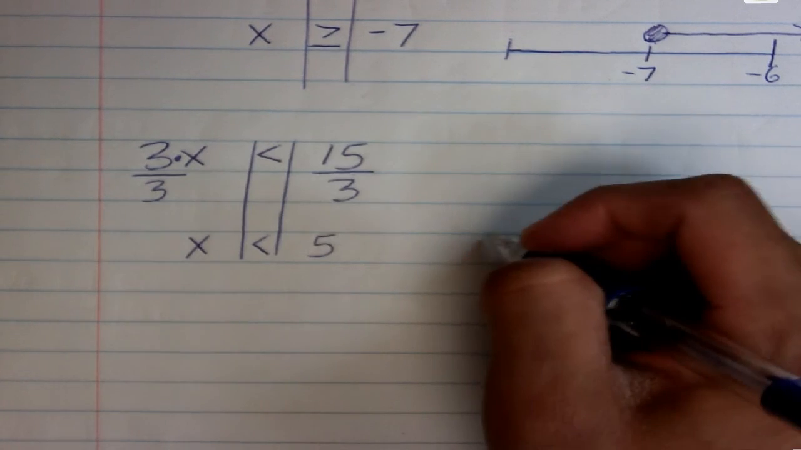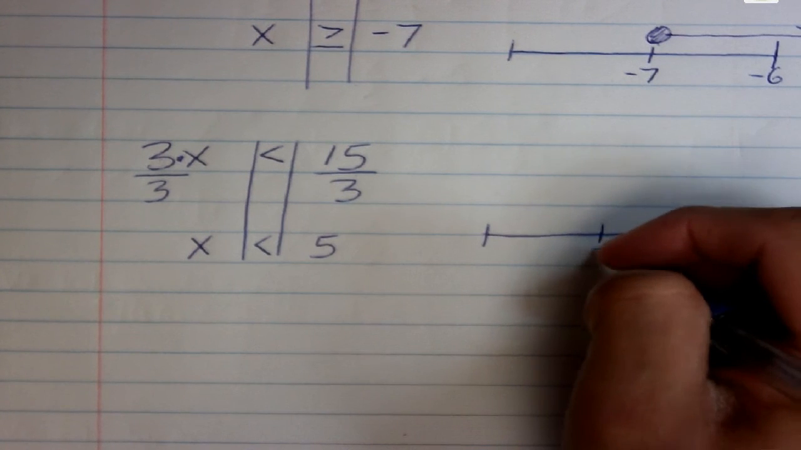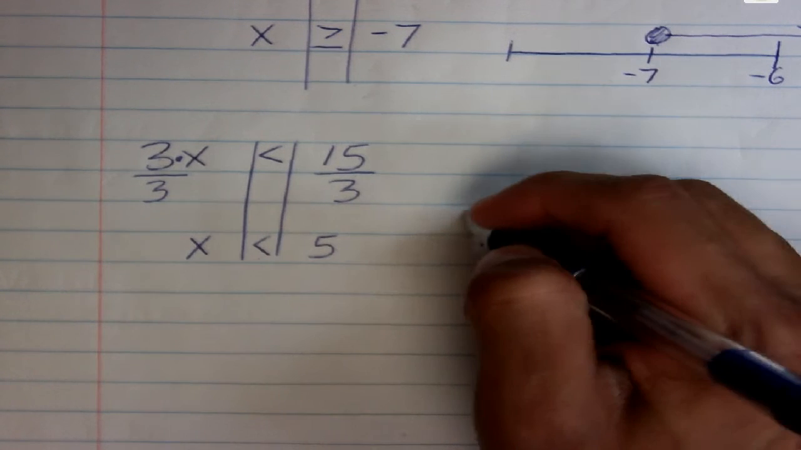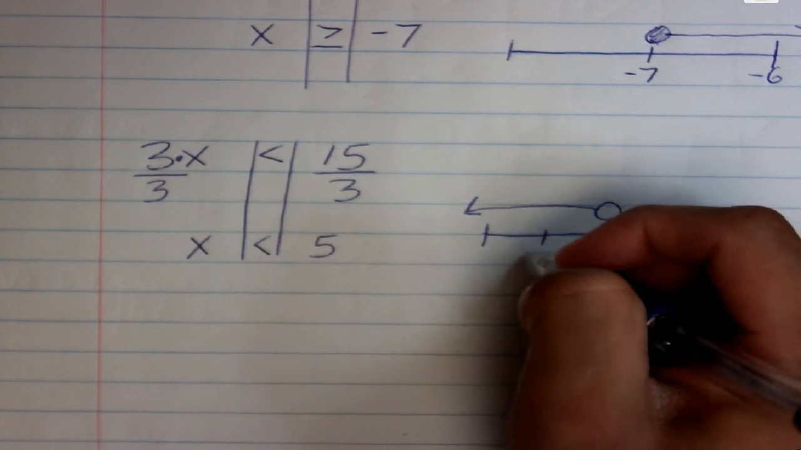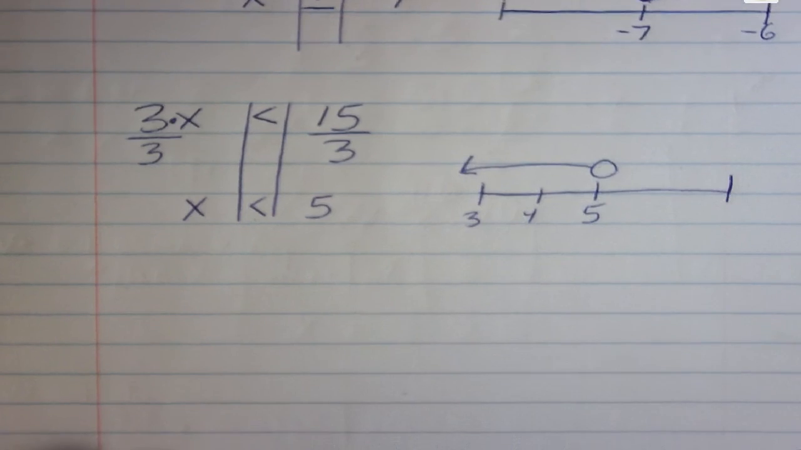And we graph that out just like this. I'm going to draw a little line. I'll put 5 in the middle. My arrow says less than, so I'm going to use an open circle. It's going to go left. And so that would be like 5, 4, 3, 2, 1. All those numbers going that way. Okay. Let me show you one with a division problem now.